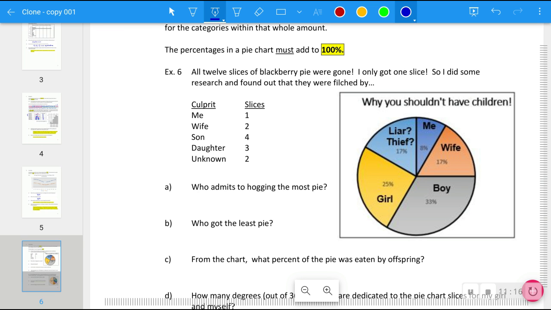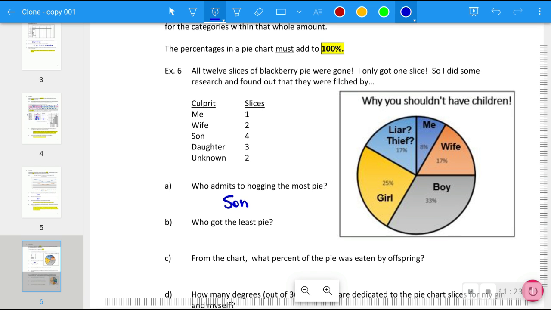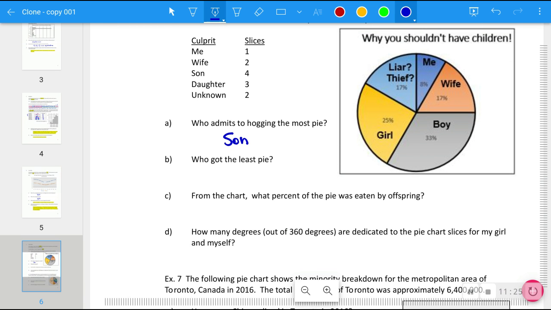So who's been hogging the most pie? Well, if you believe the numbers here, it's my son. Okay, and who got the least pie? Oh man, you need to feel sorry for me here. And you can tell just by seeing the thickness of the chart slices. You got a real thin slice there, which indicates that I didn't get very many slices.